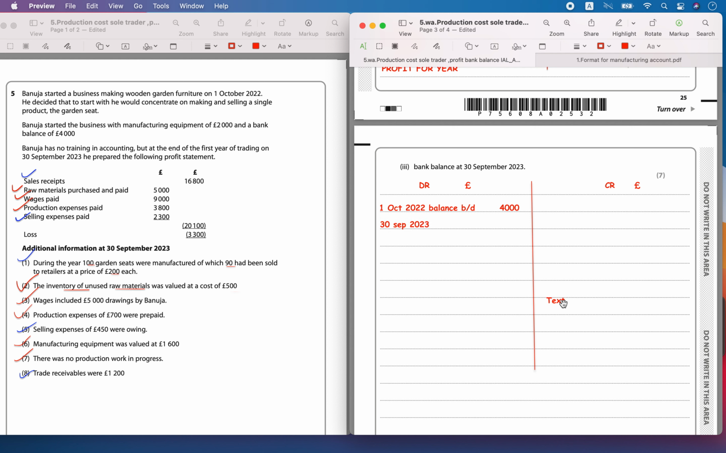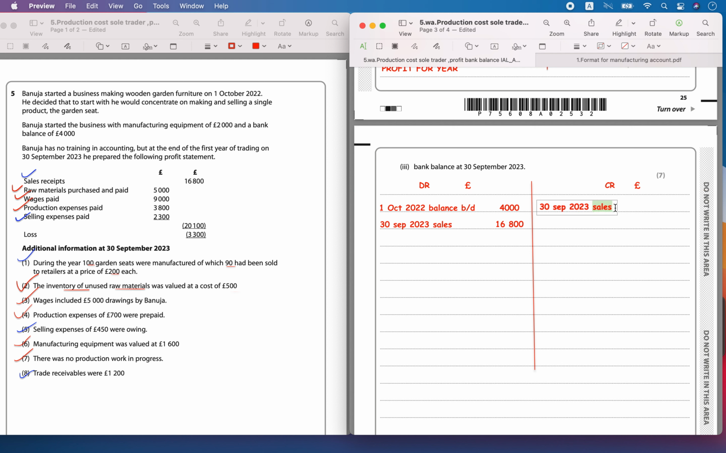He got cash receipts from sales, so that is equal to 16,800. This one can come from the sales account or the revenue account. Then you have other things that are paid by the business. Raw materials purchased were at around 5,000. So let's write that.